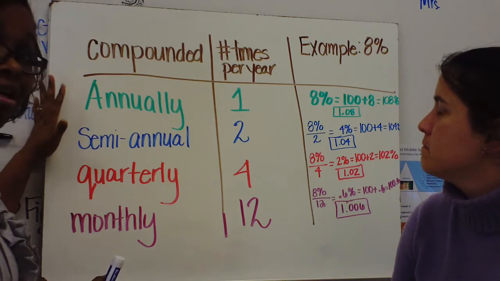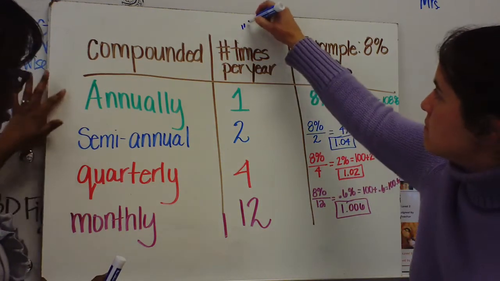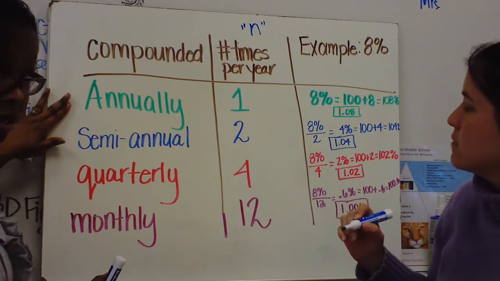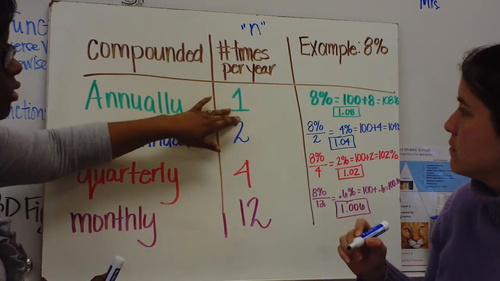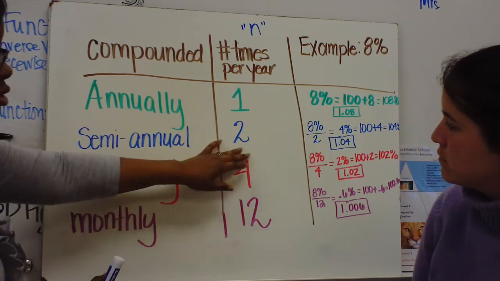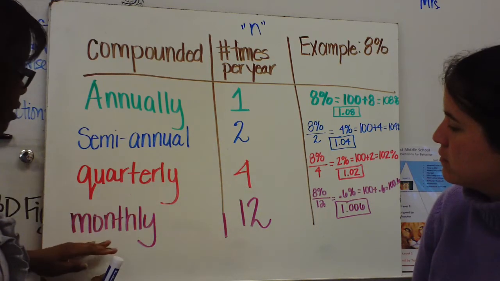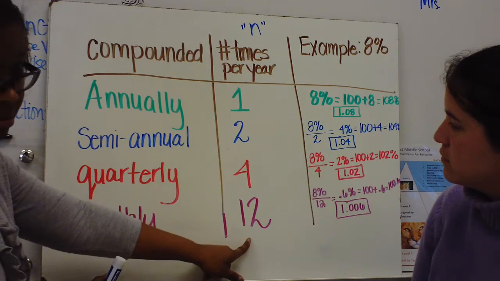So your n in your equation is going to be one of these 4 things. Either it's going to compound annually, which means it compounds once a year. Semi-annually means it's going to happen twice a year. Quarterly means 4 times a year, and monthly means 12 times a year.